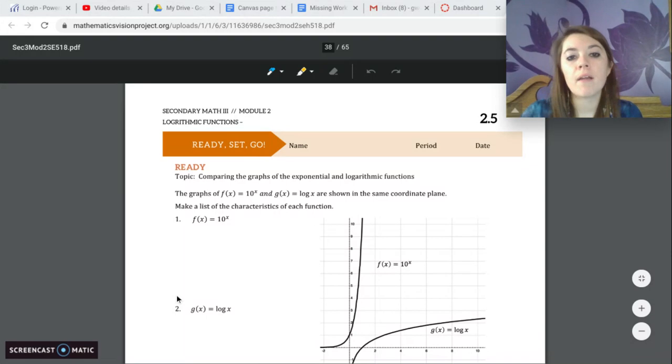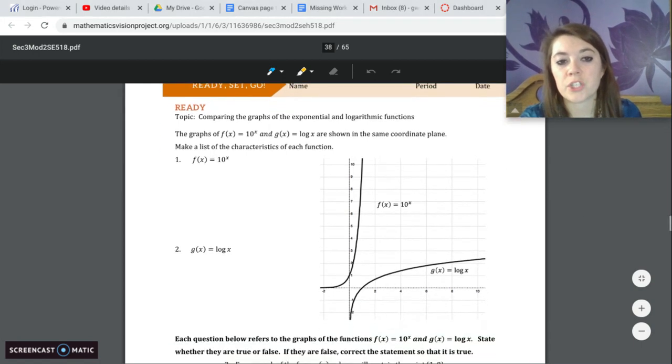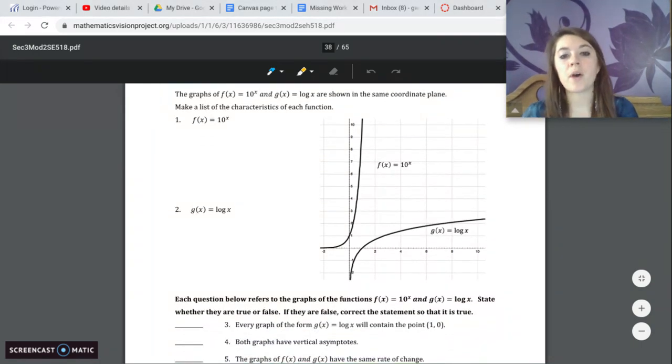All right, so we're comparing graphs of the exponential and logarithmic functions. The graphs of f of x equals 10 to the power of x and g of x equals log x are shown in the same coordinate plane. Make a list of characteristics of each function. So for number one, f of x equals 10 to the power of x. What do we know about this?